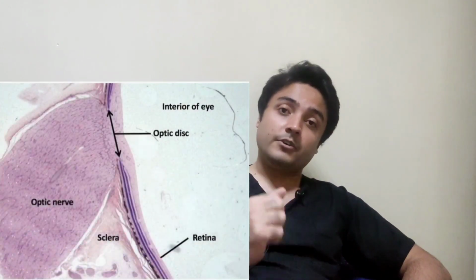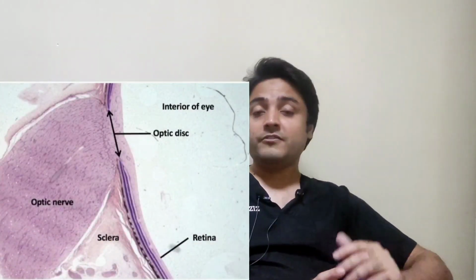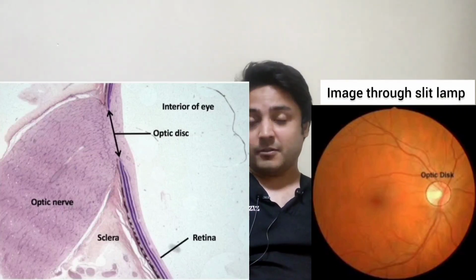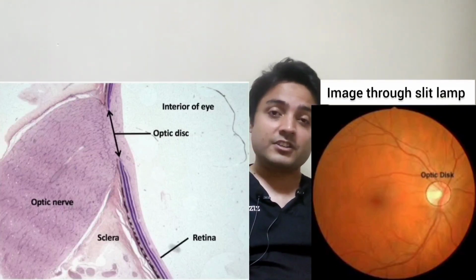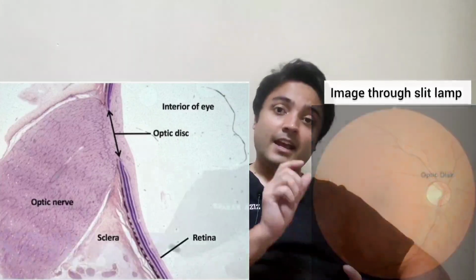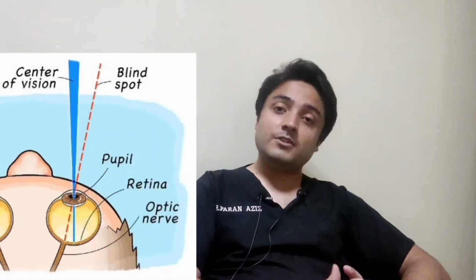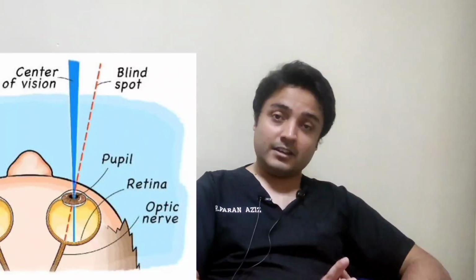Now, this retina is filled with rods and cones that are responsible for vision. Now, there's a point on the retina from where the optic nerve emerges. And if we see through a slit lamp, we can see an optic disc on this area. Now this place is deficient in rods and cones, and as a result, when the light strikes on this place, there is no image formed and that place is left blank.